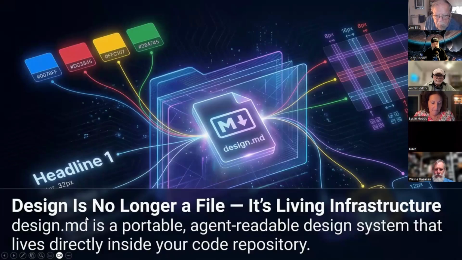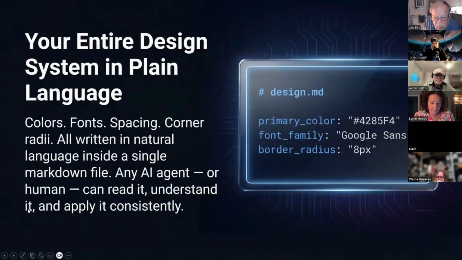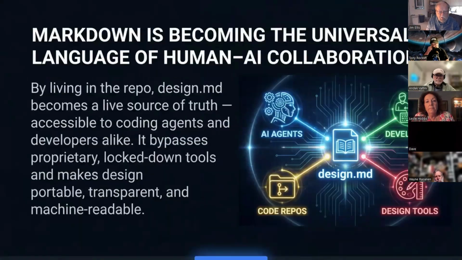As I mentioned, DesignMD is a portable agent-readable design system that lives directly inside wherever you have your code, and it's your entire design system in plain language. So any AI agent or any human can read it, understand it, and apply it consistently. And as I mentioned, Markdown is becoming the universal language of human-AI collaboration because we both can read Markdown files. So AI agents, developers, design tools, repositories of code, they can all read this design file and get a consistency of design.